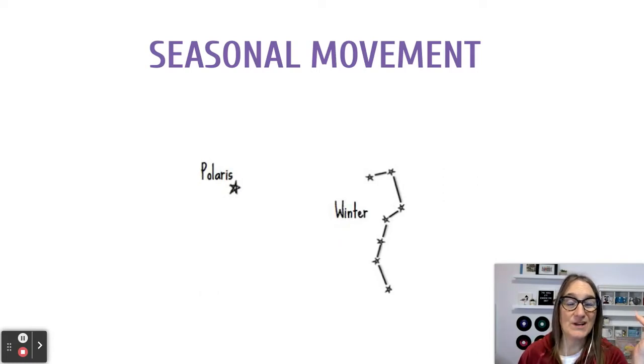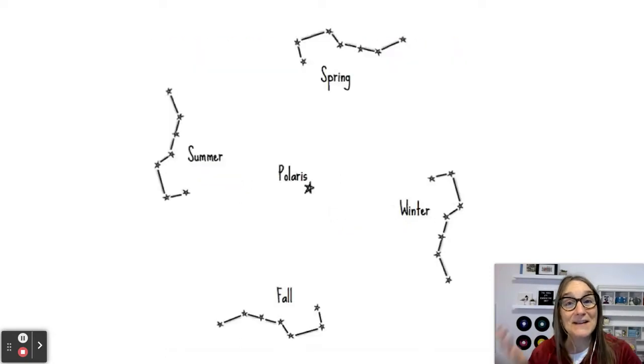Take a moment and predict where you think the Big Dipper might be in the other seasons, in spring, in summer, and in fall. So here are the positions of Ursa Major or the Big Dipper in our night sky, if you're looking up at the sky, in relation to Polaris, the North Star, at different seasons.